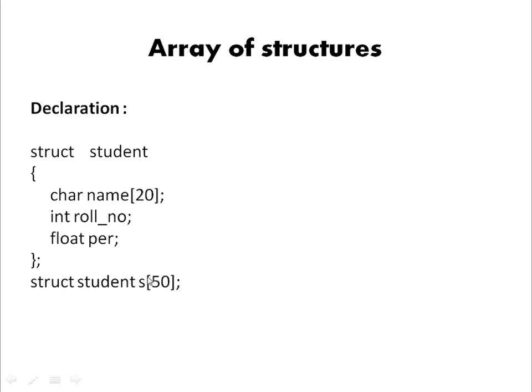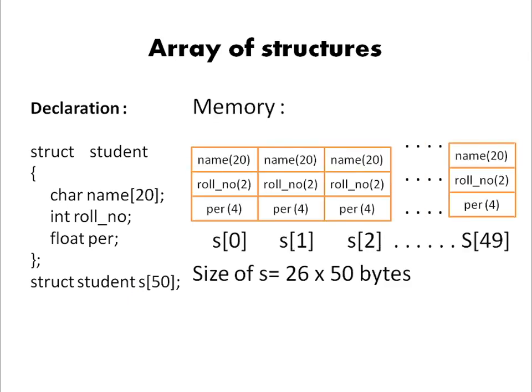So now s is an array because s is followed by a square bracket within which there is an integer number. So s is an array of type student, and student is a structure. It means that s is an array of structures. Now the question comes, how will this s get memory and what will be the size of this s? Let's look at the memory allocation for this s.